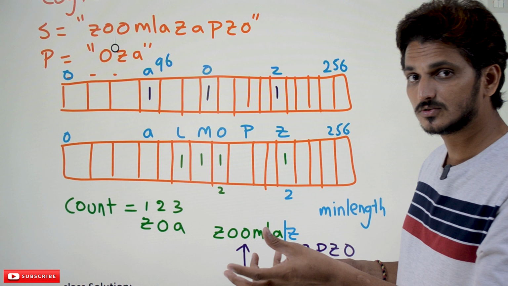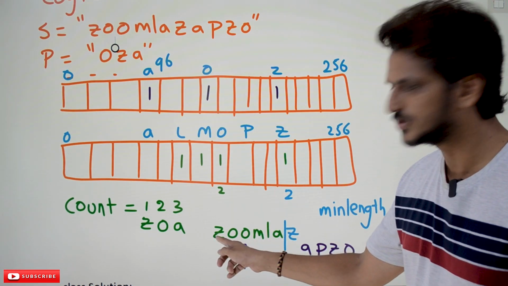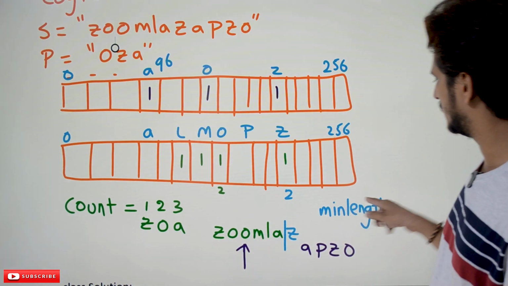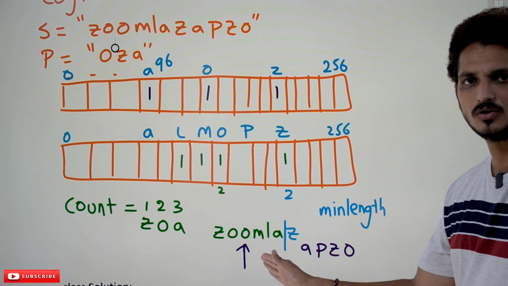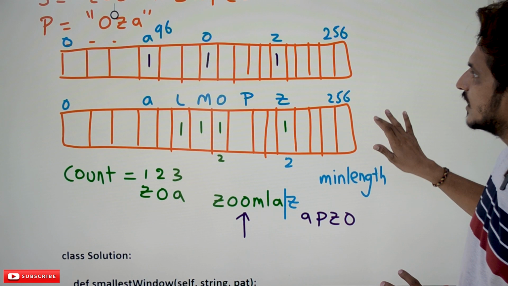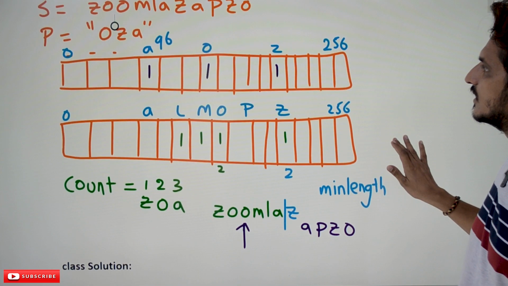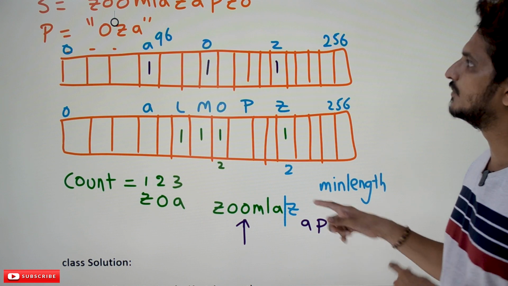In the previous case, what is the length of the window? From A to Z. What is this length? 6. So minimum length is equal to 6. After Z, minimum length is equal to 5. So that is how we are going to identify the minimum length. Always update the minimum length.